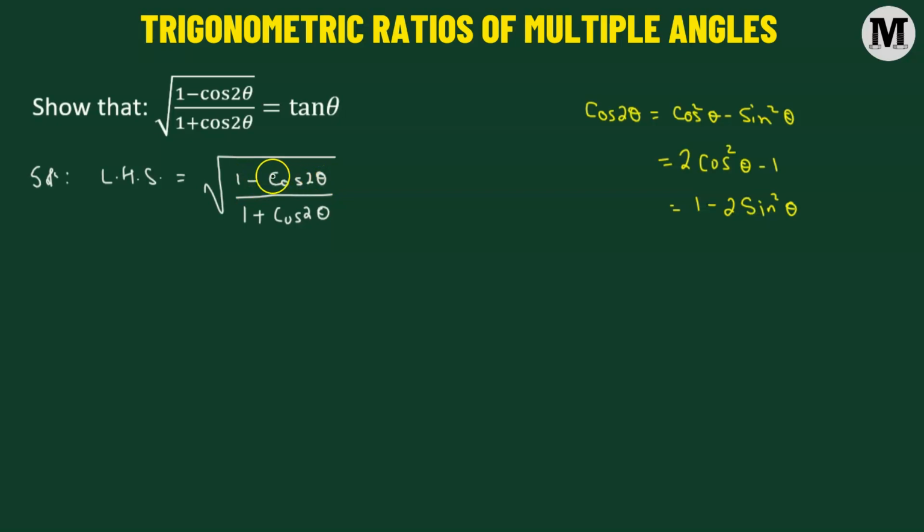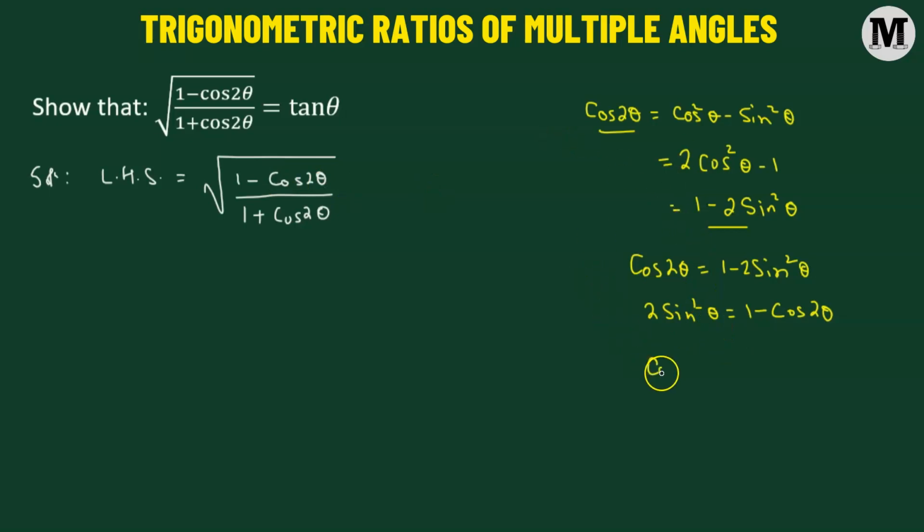We have two terms here. Our goal will be to convert it into a single term, because if we use the formula cosine 2 theta equals 1 minus 2 sine squared theta, and rewrite it, we're going to get 2 times sine squared theta equals 1 minus cosine 2 theta, which means we can replace the two terms in the numerator with 2 sine squared theta.